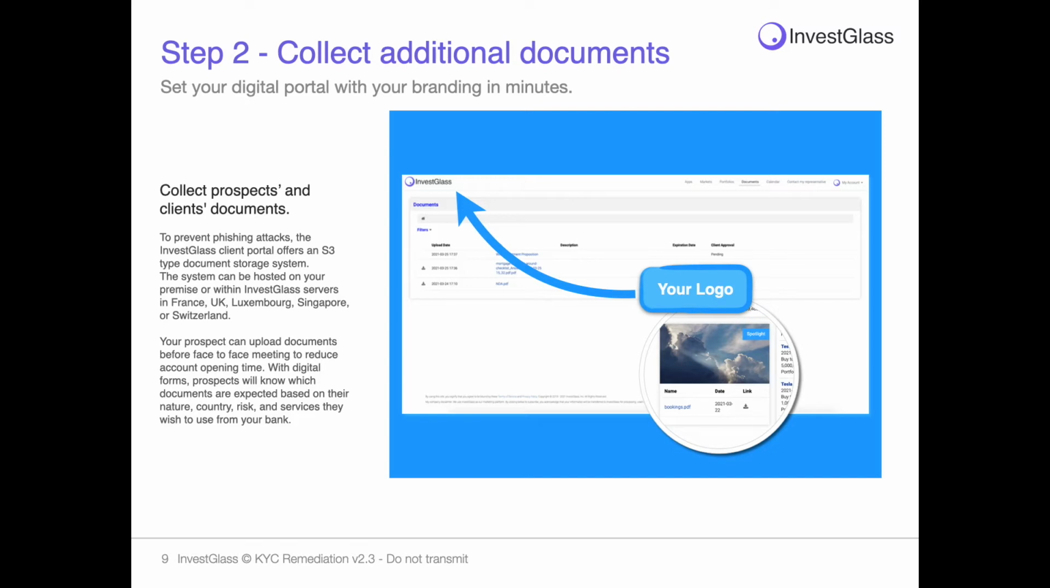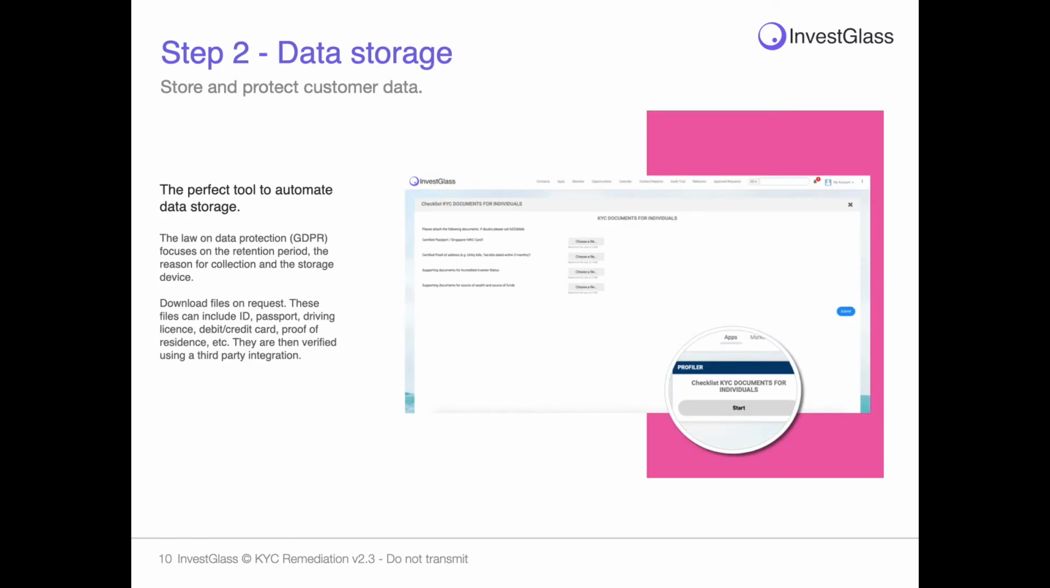Of course, those forms can vary based on the client's or the prospect's nature. So you have the possibility to build from InvestGlass different types of onboarding to collect different types of information. Then everything is stored in a perfect tool, which obviously will put you at the GDPR level, the law on data protection.